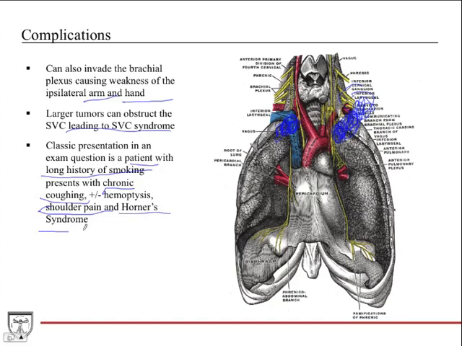And then very often Horner syndrome, especially on a boards question. If someone comes in with lung cancer symptoms and they have Horner syndrome, it's almost always a Pancoast tumor. There's really not anything else it could be. So that's going to be your huge tip-off.